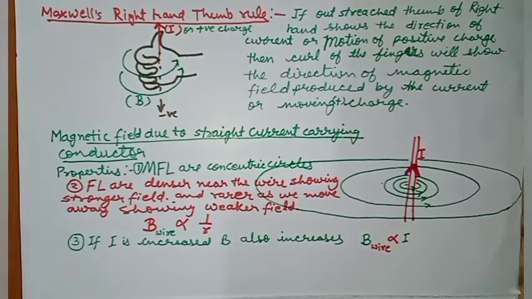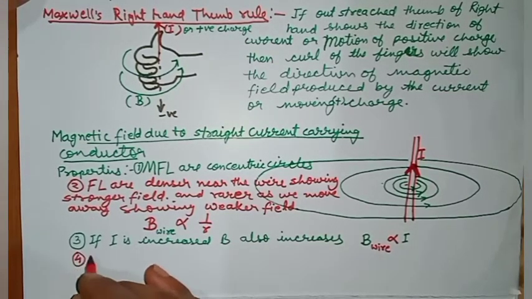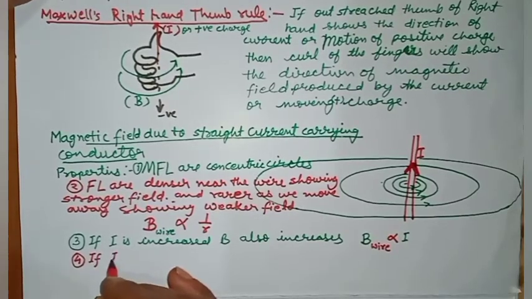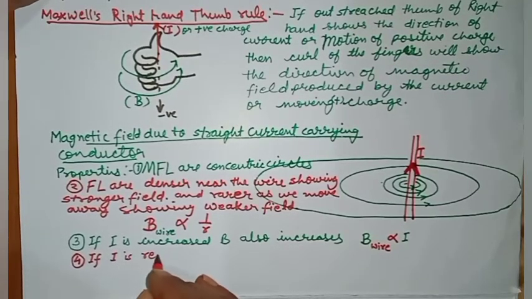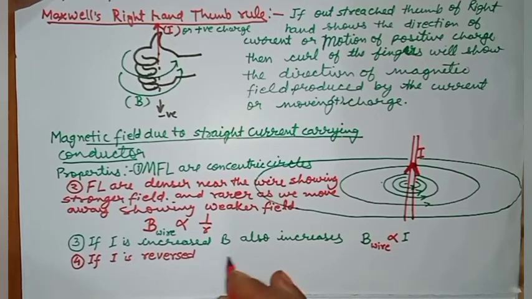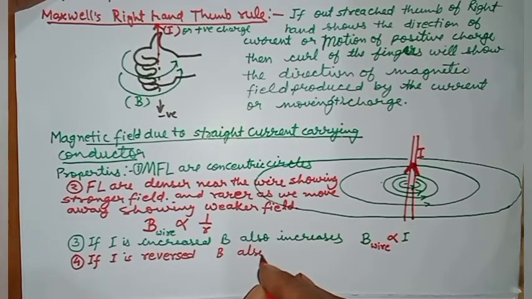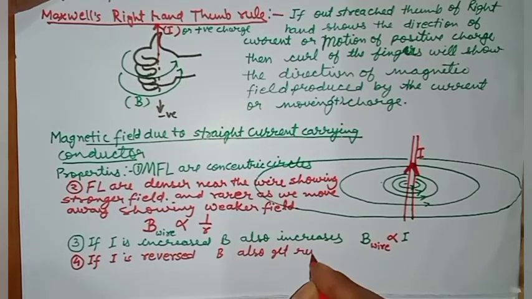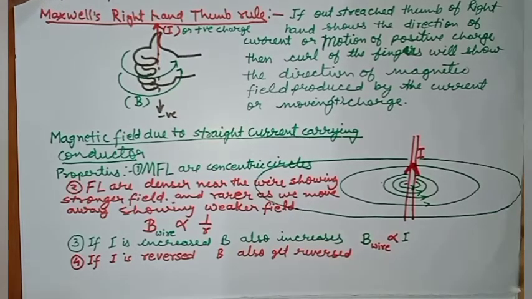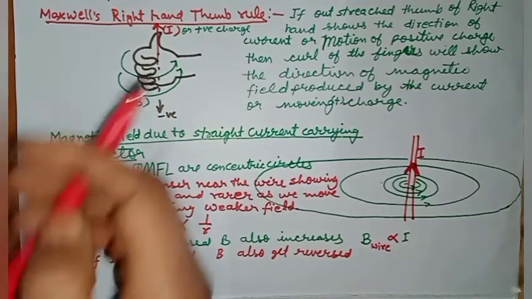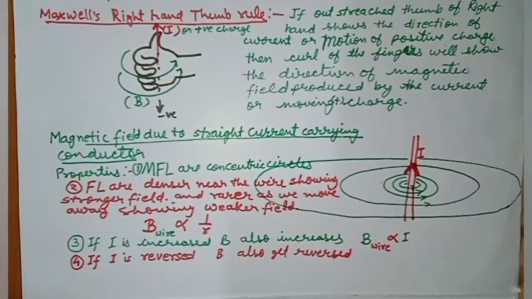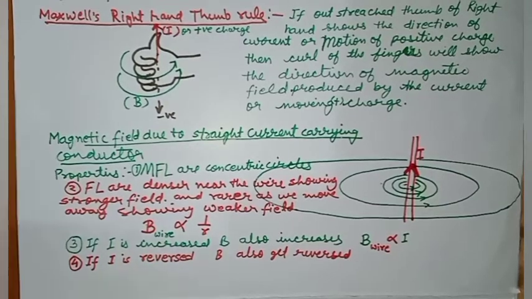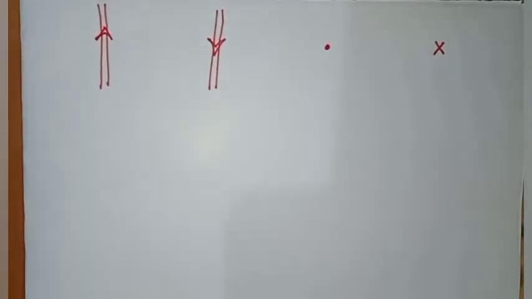Next, if current is reversed, B also gets reversed. And understandably, why is it happening? Because of this right hand thumb rule. How is it so? So what I am going to do is, these are four different diagrams.